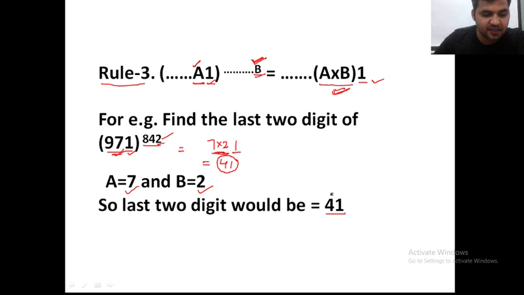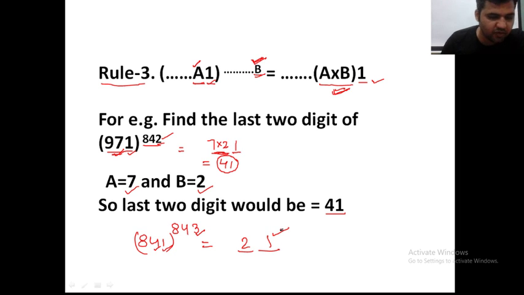Have you understood this concept? If I ask you what will be the last two digits of, let's say, 841 raised to power 843, what we will do is: the last digit, the unit digit, will be 1, and the tens place digit would be 4 into 3. 4 into 3 is 12. So the unit digit of 12 is 2, so that will become the tens place digit. So you will say the answer is 21. Alright. So this is rule number 3 that you are supposed to keep in your mind.